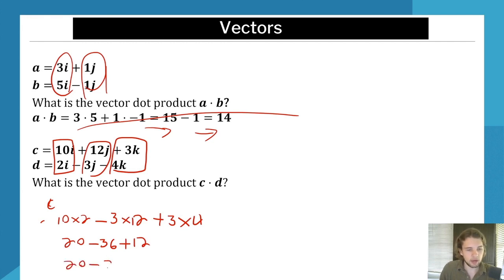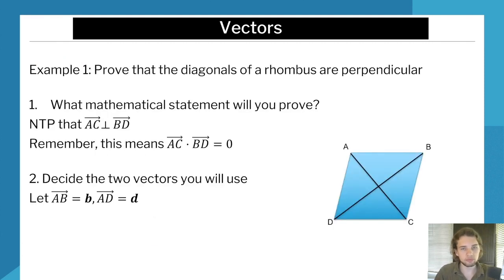20 minus 24 equals minus 4. And that's our dot product. So let's use vectors to look at proofs. Geometric proofs, you don't have to use vectors for all types of geometric proofs. It's just one way of interpreting them, and specifically given things like the dot product and some properties of vectors, it can be very useful to use vectors in geometric proofs.